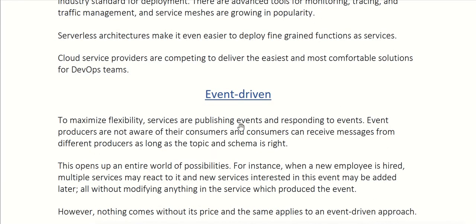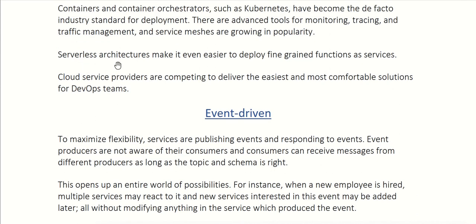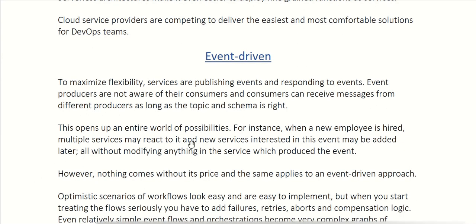IDEALS, I, D, now E, event driven. To maximize flexibility, services are publishing events and responding to events. Event producers are not aware of their consumers, and consumers can receive messages from different producers as long as the topic and schema are right. Here I just gave you the hint of serverless architecture, and here the next letter of IDEALS itself is saying the event driven principle. So this opens up an entire world of possibilities.